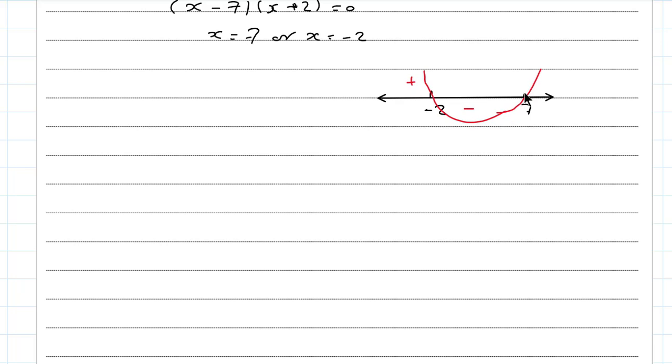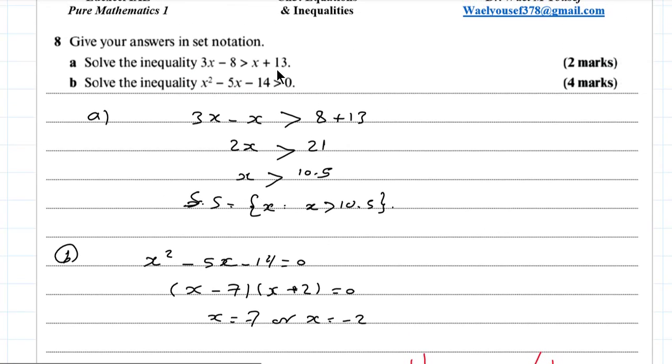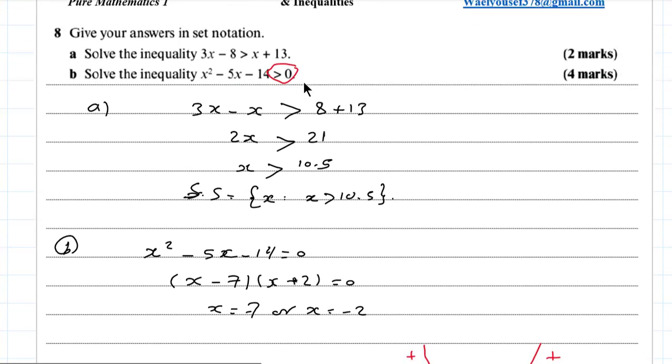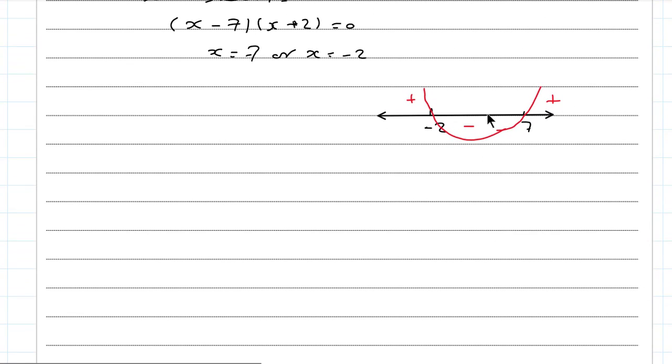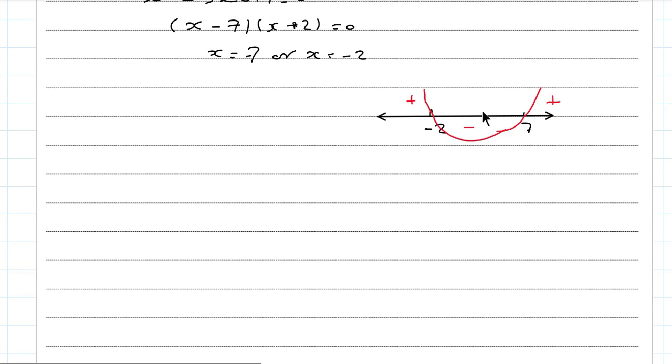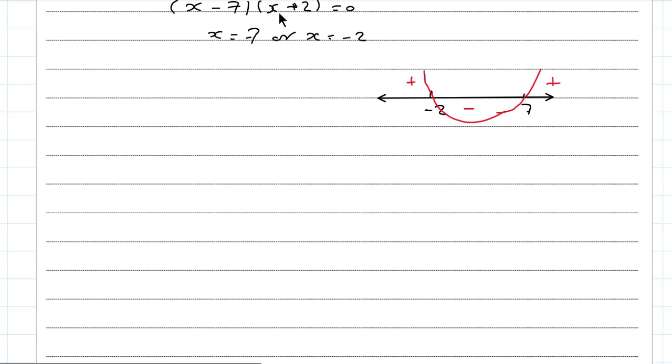This is positive, negative, positive. The question asks about the positive, which is more than 0. Positive, okay? So we will write the two intervals on the opposite sides here, not the interval in between the roots. So the answer should be x less than -2 and x more than 7. But in set notation, we may write the solution set as the set of all x such that x is less than -2, union the set of all x such that x is more than 7.